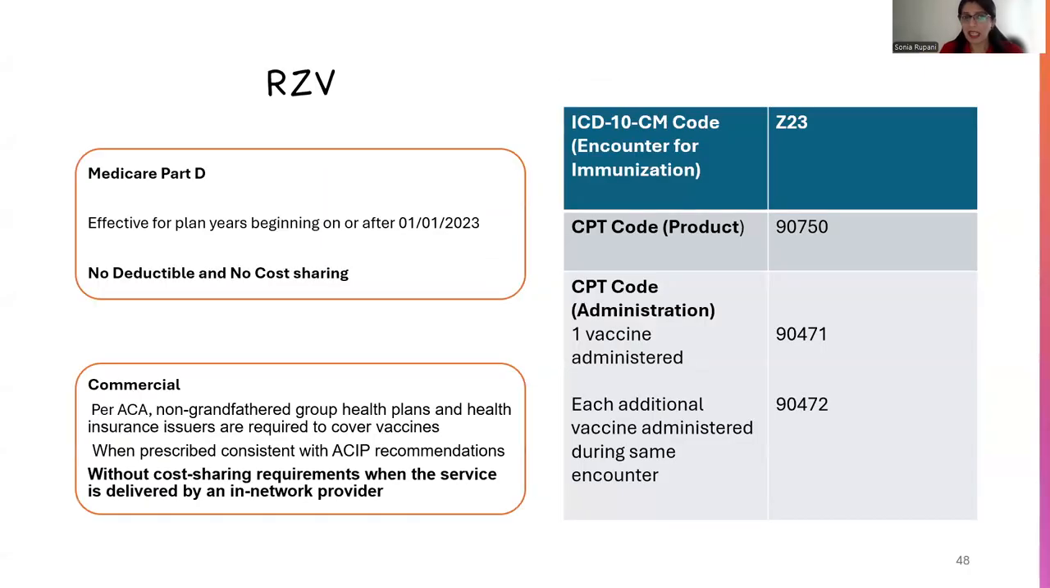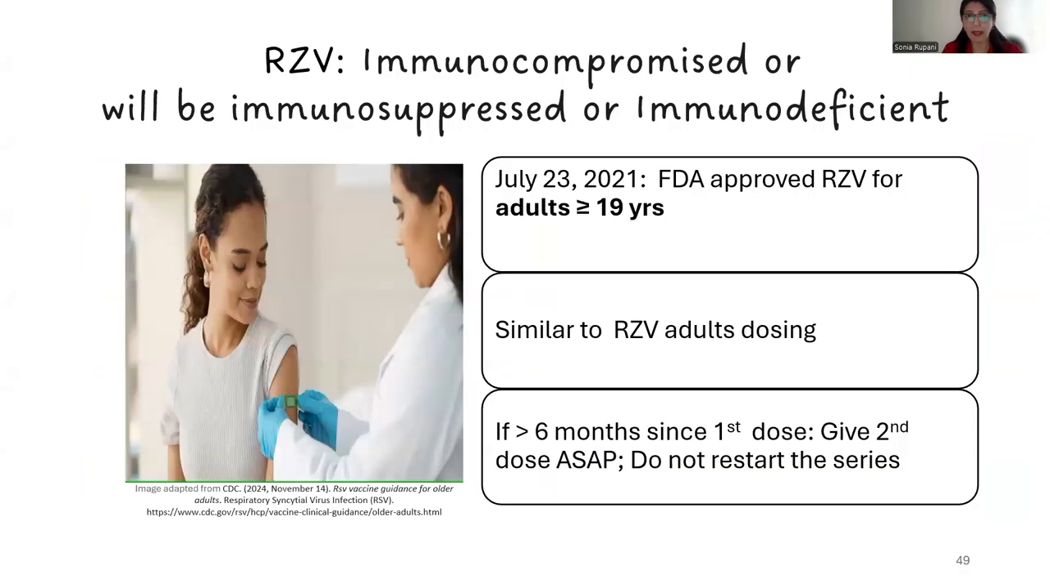It is important to remind patients that this vaccine is covered by Medicare. There's no deductible and no cost sharing. Most commercial insurances also cover this, and these are just the ICD and CPT codes that have been added. And we could give this vaccine, say if they're coming for the pneumococcal vaccine, we can also do our Shingrix vaccine the same visit.